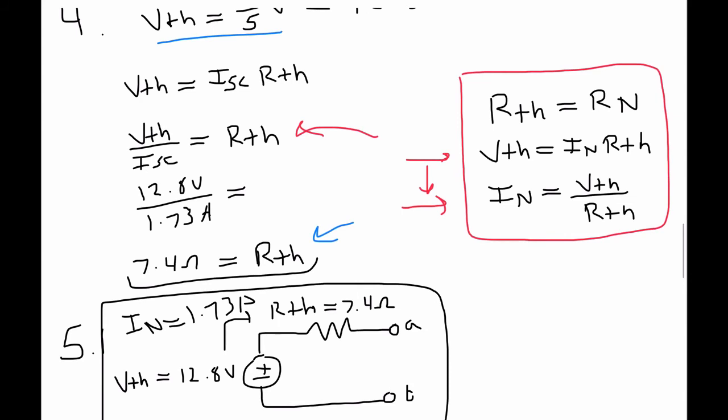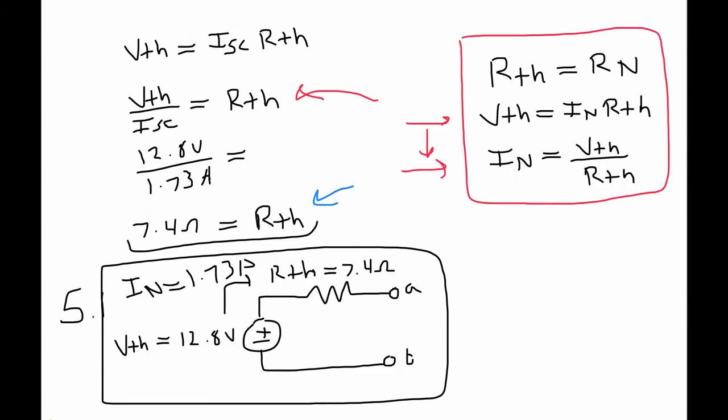So now we know the Norton current, we know the RTH, we know the VTH, we can go ahead and write our Thevenin equivalent circuit, which is shown in this box here, where the Thevenin equivalent voltage is 12.8 volts, and then that is in series with our Thevenin resistance of 7.4 ohms, where we have our Norton current, which is 1.73 amps going through it. And then that is our final answer.